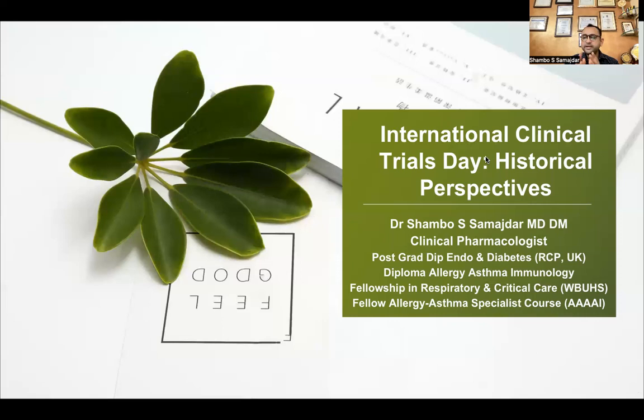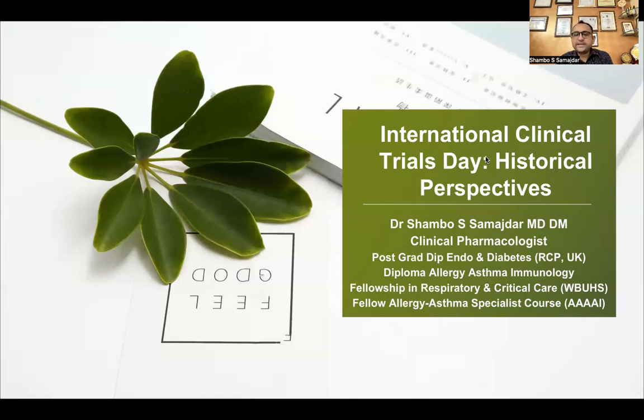Clinical trials play a crucial role in the development of new treatments, medications, and medical procedures. They are carefully designed research studies to evaluate the safety, efficacy, and also potential adverse effects of new interventions, or to compare them with existing treatments to determine the best course of action.